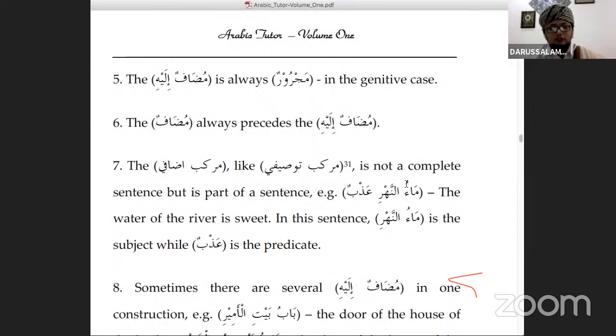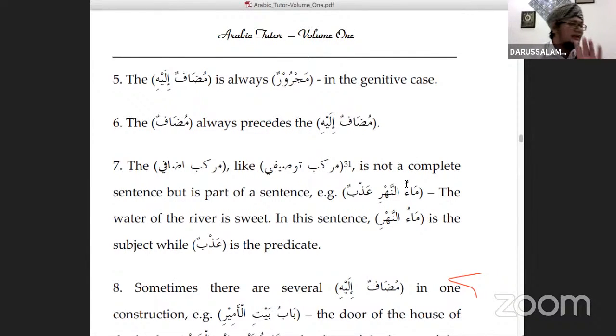Jadi jawapannya, ini dia punya kaedah lah. Macam sebelum ni kita sebut tentang murakkab tausifi. Murakkab tausifi dia kena sama dalam 4 benda. Sama dalam i'rabnya, sama dalam makrifah nakirahnya, alif lam tu. Sama dalam gender dan dalam number. Ingat? Okey.